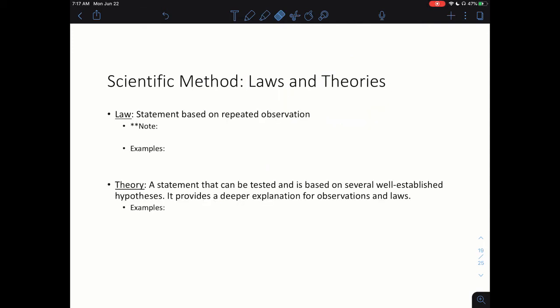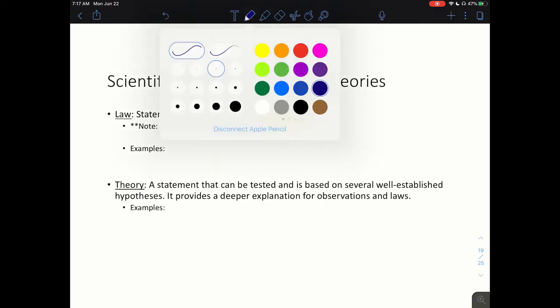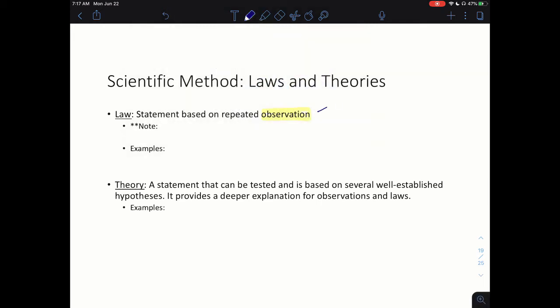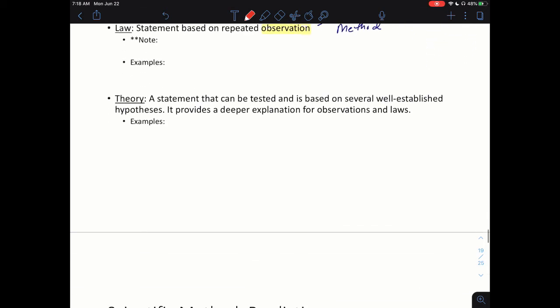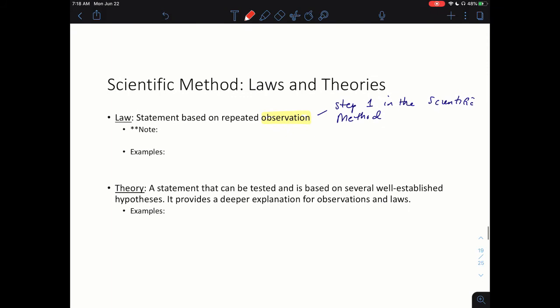Laws are statements based on repeated observation. So this is related to step 1 in the scientific method. For an observation to be a law, no observations may be inconsistent. If an observation is made that is inconsistent with the law, it is no longer a law.